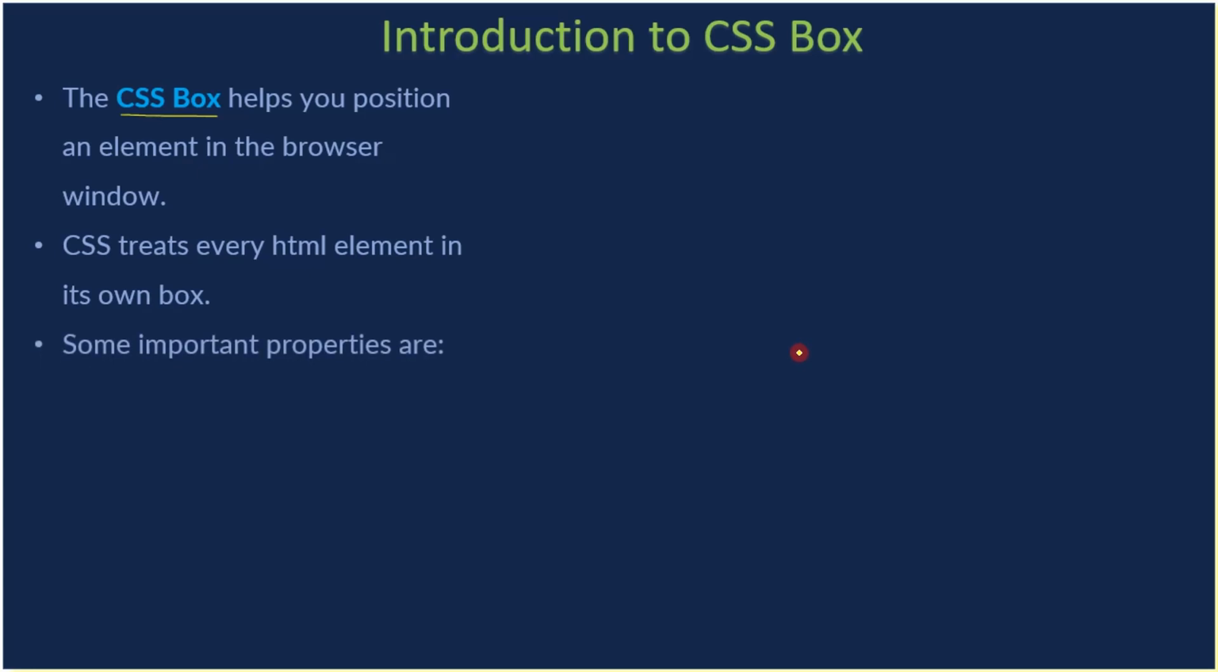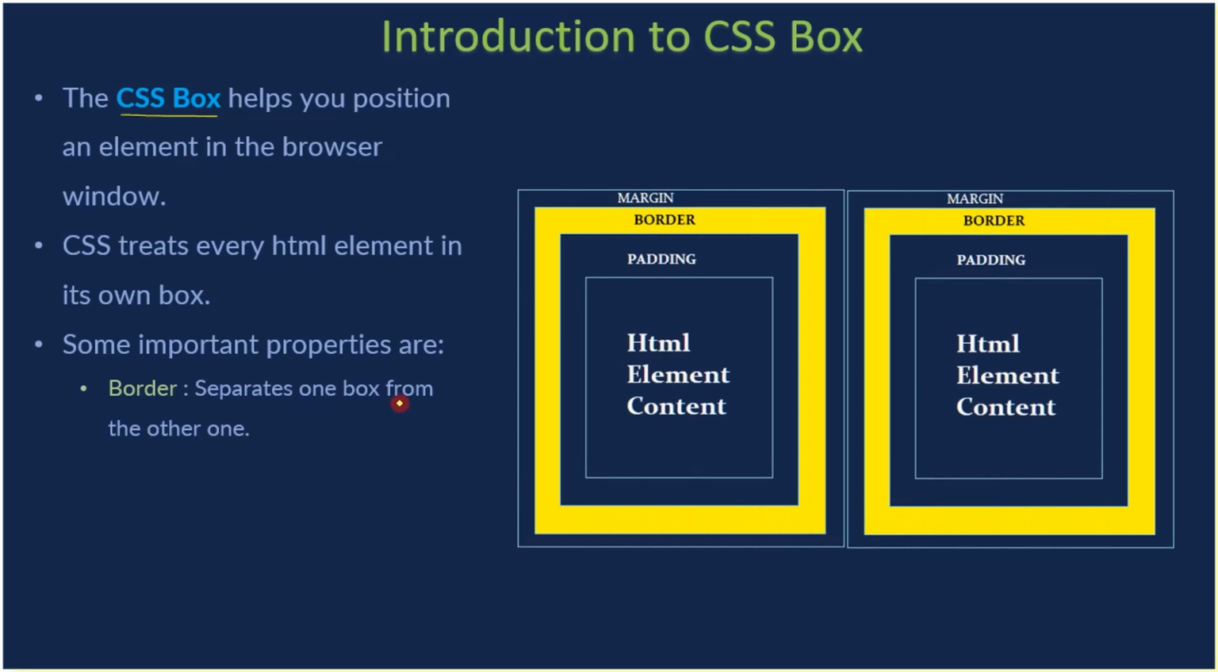Some important properties are border. The box border separates one box from the other one. And here, the center part is the content of the HTML element. If it is an h1 tag and it contains a text called heading title, then heading title will be the HTML element content.